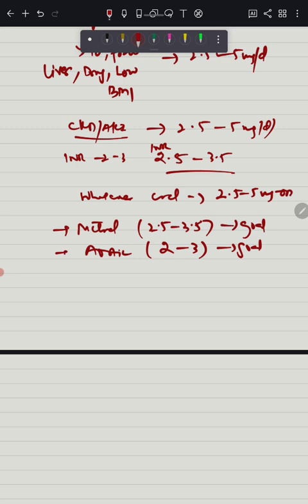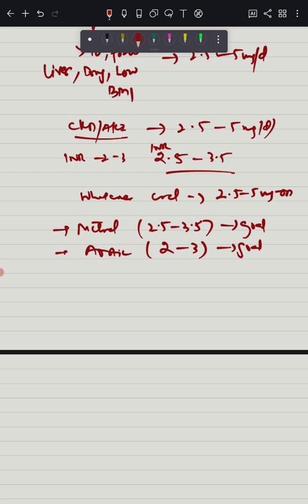And for VT, DVT, PT, it needs bridging, although INR goal is same, 2 to 3. Also in APLA goal is 2 to 3, and also in bioprosthetic valve after 3 months goal is 2 to 3. So normal creatinine clearance usually 5 to 10 mg per day, but if creatinine clearance is below that, start with lower doses, 2.5 to 5 mg OD.